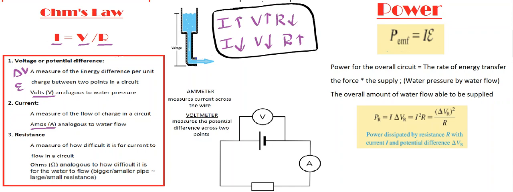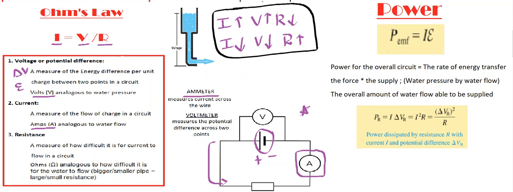Now, when we look at a circuit, it is usually drawn, as we see here, with two lines, the longer line being the positive side of the battery, the shorter side being the negative side. When we think of current, current flows from positive to negative. Therefore, if we wanted to measure the current across the wire, we could use an ammeter, which we see here.